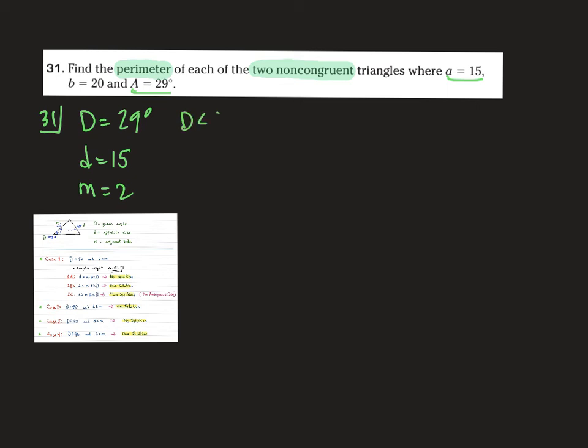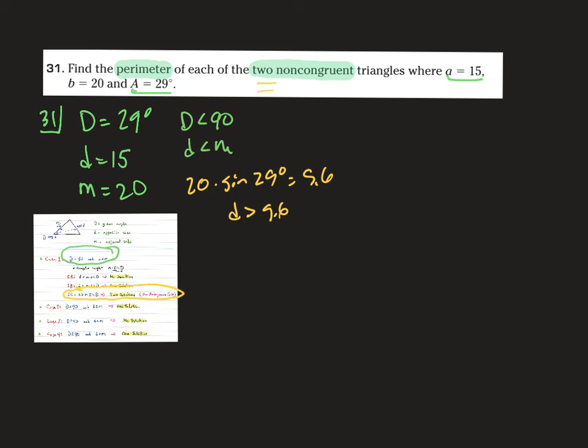So when D is less than 90, and this is 20, and D is less than M, that's case 1, and we have to compute the distance, the height. The height is going to be 20 times the sine of 29, and that equals 9.6. So our D is greater than 9.6, and that means we are case 1C, which is what we figured because they said there were two triangles. So this is the ambiguous case. We've got to find both of these.